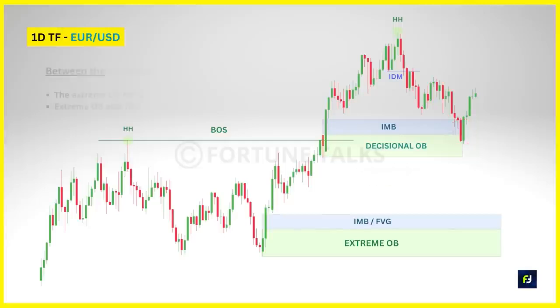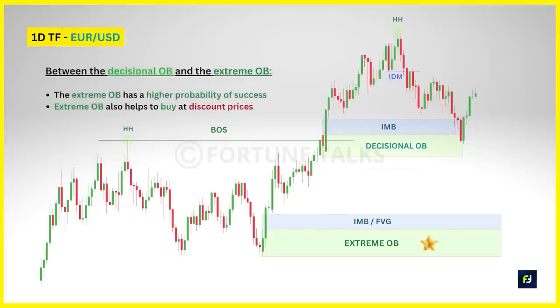Now here's the thing, when presented with 2 order blocks, that is a decisional order block and an extreme order block, we should look to take a position from the extreme order block because this is a high probability order block than a decisional order block, and it also helps us to buy at discount prices. We will talk about premium and discounts in one of our upcoming videos.